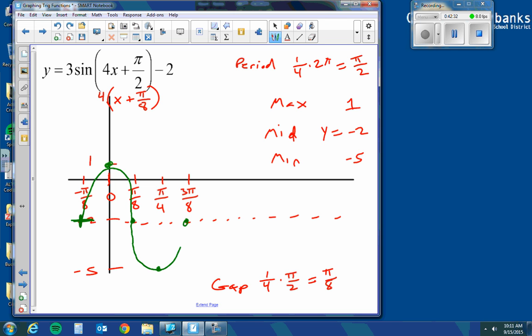And there's your sine graph that has been stretched vertically by a factor of 3, so the amplitude's 3, then shifted down 2, so the midline's down at -2. Compressed horizontally by a factor of 4, so the period's a fourth of normal, and shifted left pi over 8.